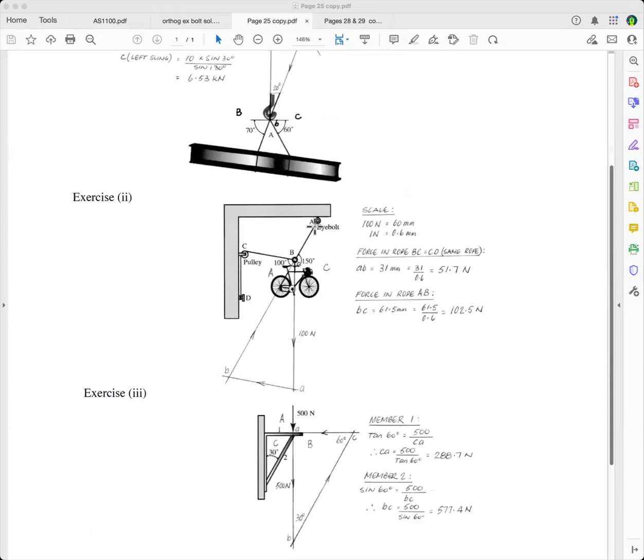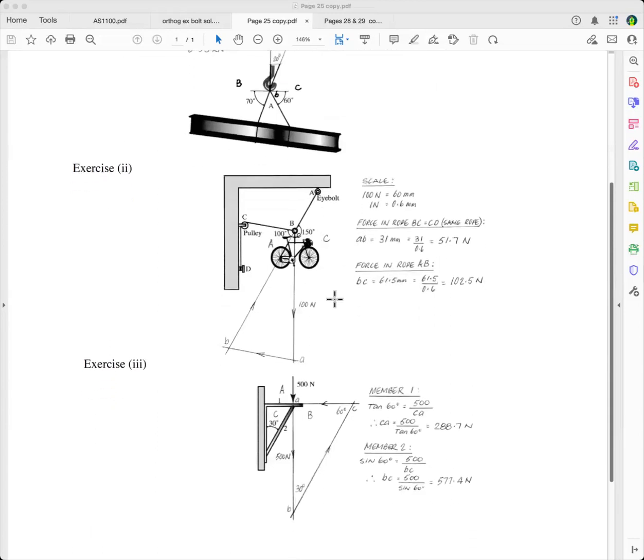This one here, I won't go through this very thoroughly because I've actually done it for you. So this point here is a point that is in equilibrium. So therefore, the force diagram has got to close up. So I use Bow's notation here. So I've got A between there, B between those two, and C between those two.